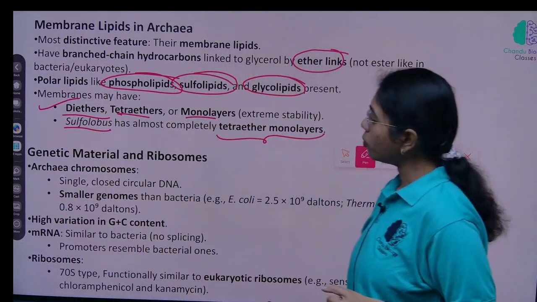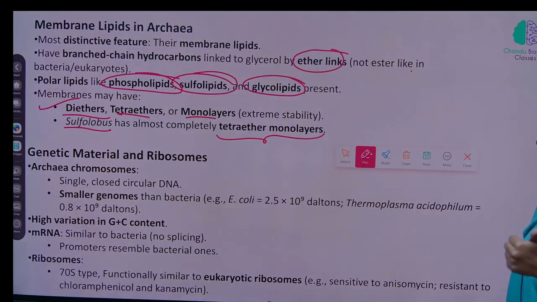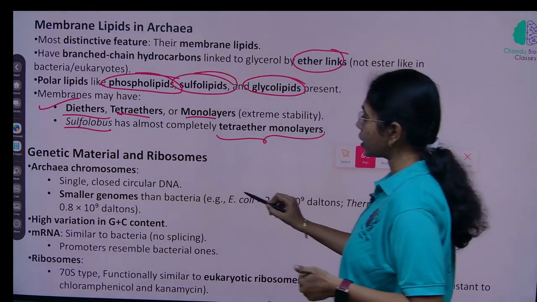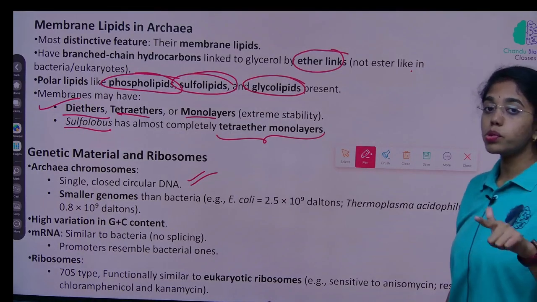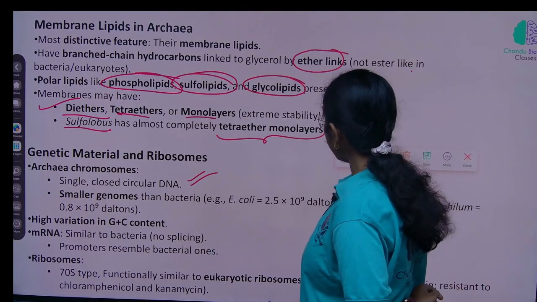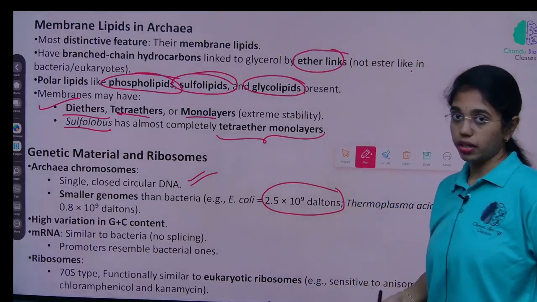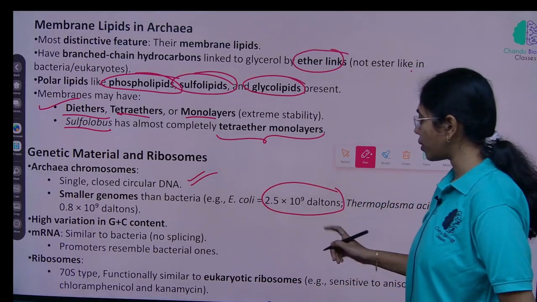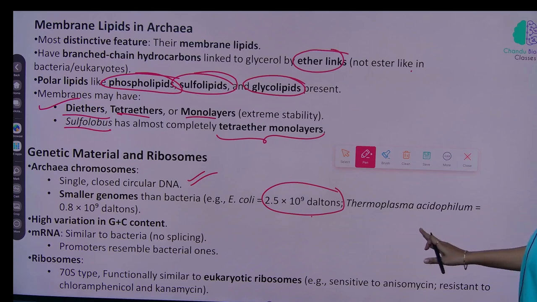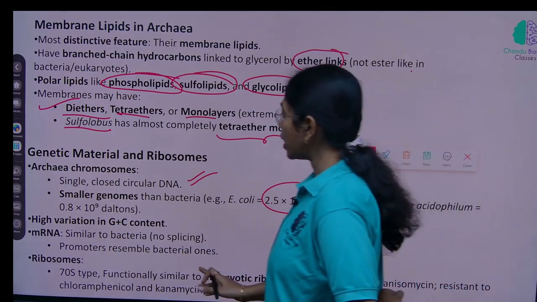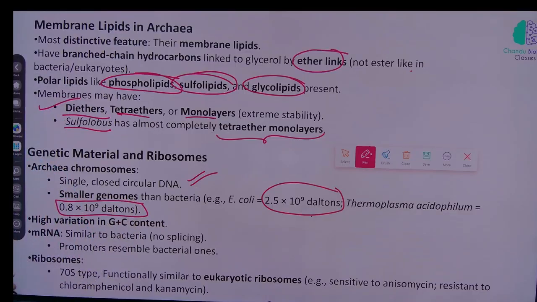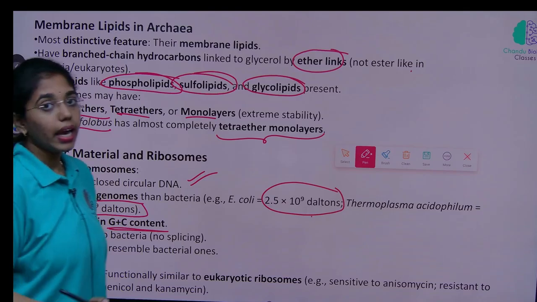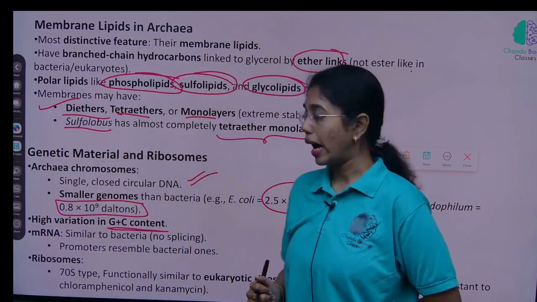Archaea have a single closed circular double-stranded chromosome, and they have smaller genomes compared to bacteria. For example, E. coli has a genome of 2.5 × 10^9 Daltons, while Thermoplasma acidophilum has 0.8 × 10^9 Daltons. They show high variation in guanine plus cytosine content; G plus C content is high in the genome of some archaebacteria.